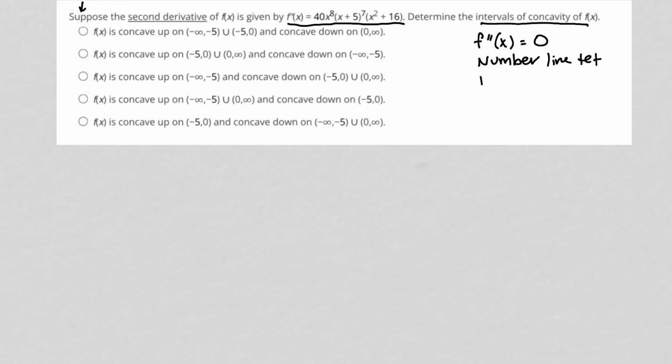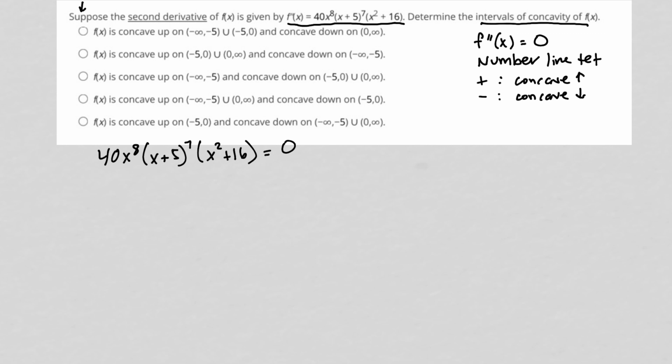Where positive results represent concave up, and a negative result represents concave down. So let's do that. So we have our second derivative. The question's already told us that it is 40 x to the 8th power times x plus 5 to the 7th power times x squared plus 16. So I can set that equal to 0.